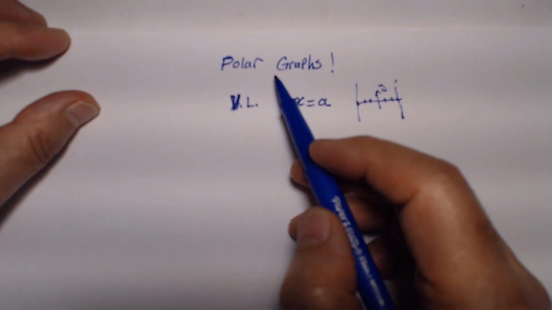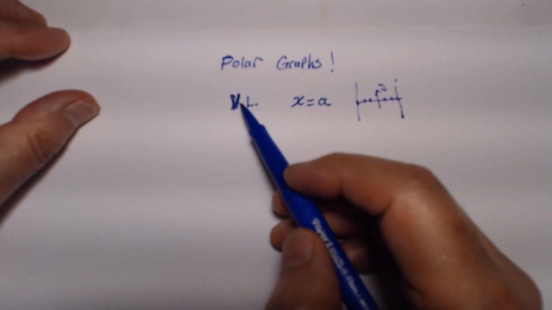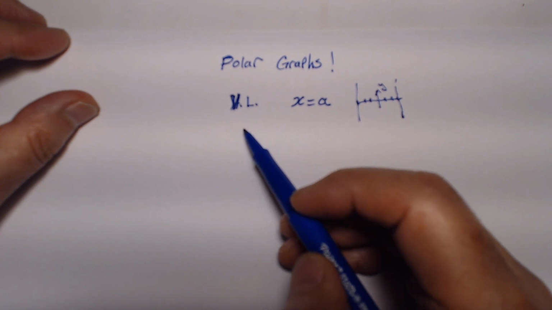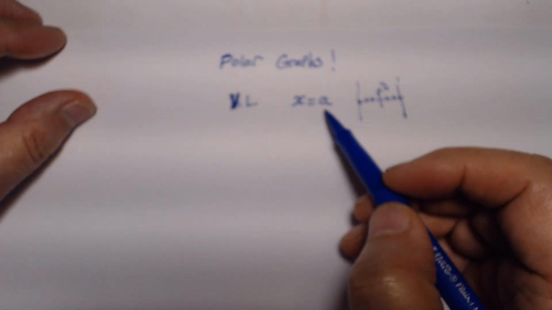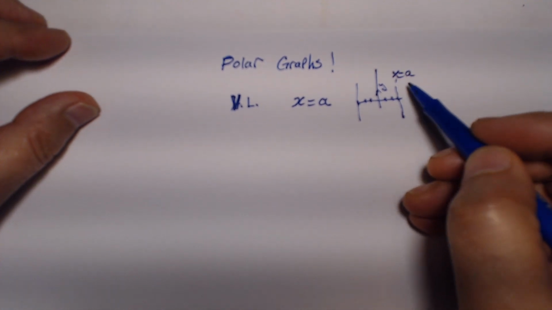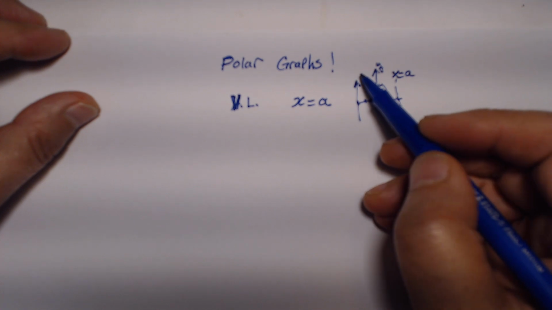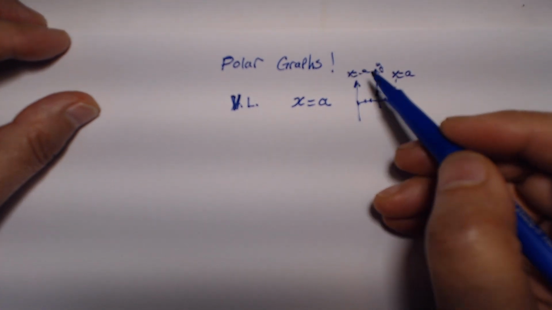Today we're going to graph some polar functions, and I'm going to start with a vertical line, x equal to a. If a is positive, your vertical line is to the right of the y-axis, and if a is negative, your vertical line is to the left.